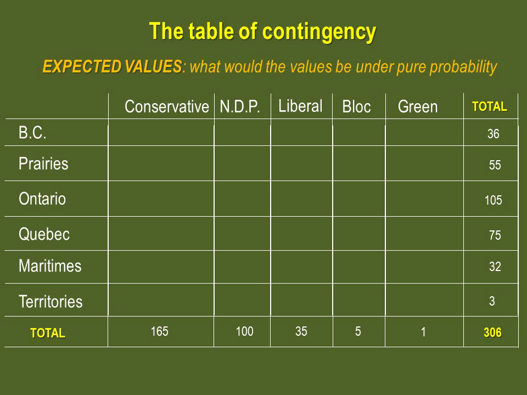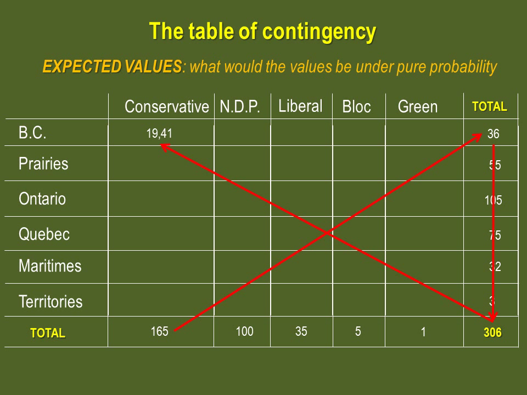Let's consider the first cell, conservatives in BC. How many conservatives in BC would be expected under pure probability? Well, what you have to do is take 165, multiply it by 36, and then divide that by 306. Your total will be 19.41. So under pure probability, you would expect to have 19.41 conservatives in BC.